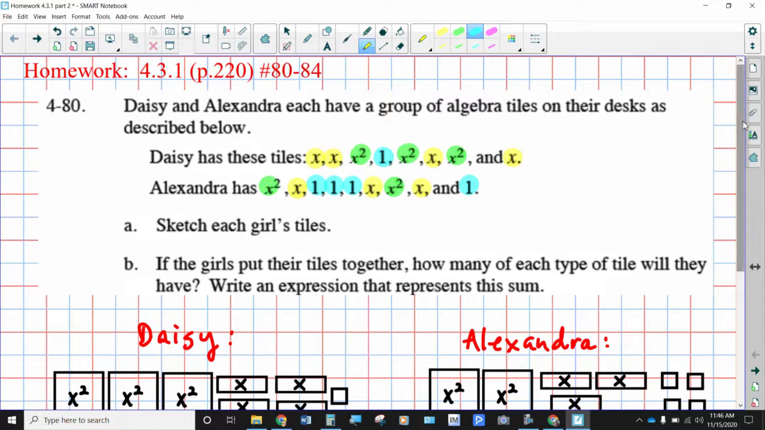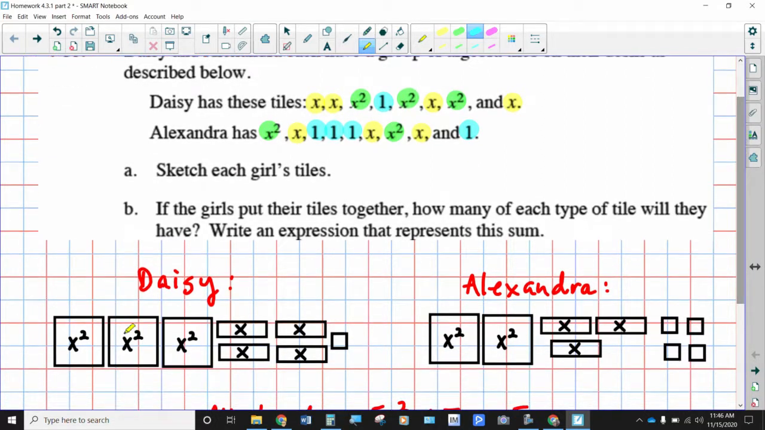So to sketch them, let's start with Daisy. Here are her 3 x squareds, right? 1, 2, 3. Here are her 1, 2, 3, 4 x's. And then she's got the 1 unit tile right there. And then Alejandra, she's got how many x squareds? 1, 2. She's got 3 x's, 1, 2, 3. And she's got 4 unit tiles, 1, 2, 3, 4.